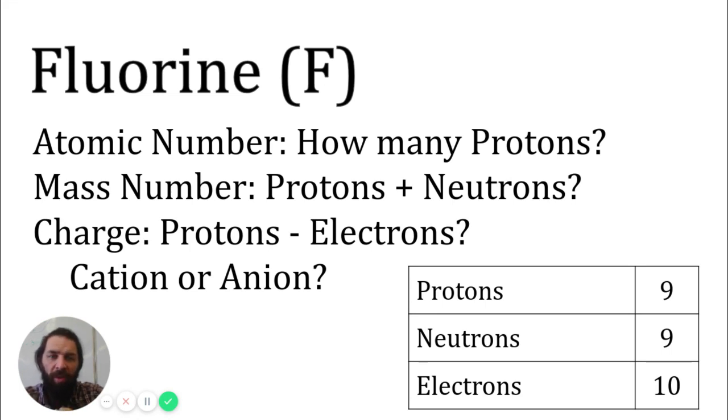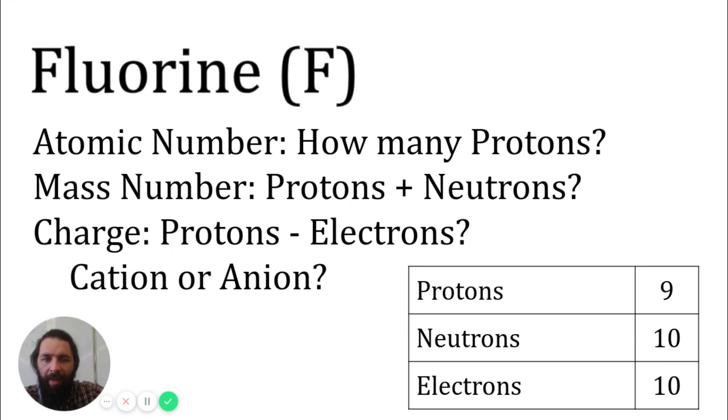So mass number is protons plus neutrons. 9 plus 9 is 18. And what about the charge? So the charge for this one would be -1 because I have 9 protons and 10 electrons, and I subtract those. It's always protons minus electrons, so that'll give us -1. And so is it a cation or an anion? Since it has a negative charge, it's going to be an anion because anions are negative.